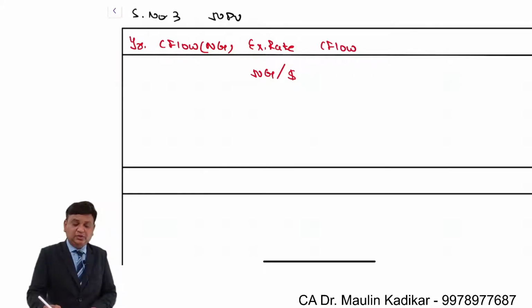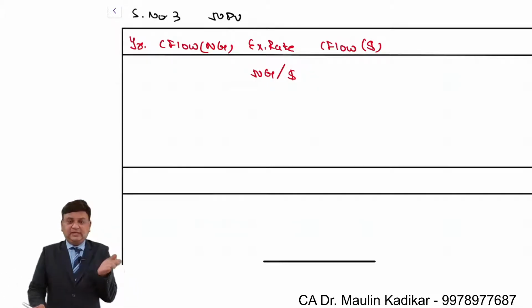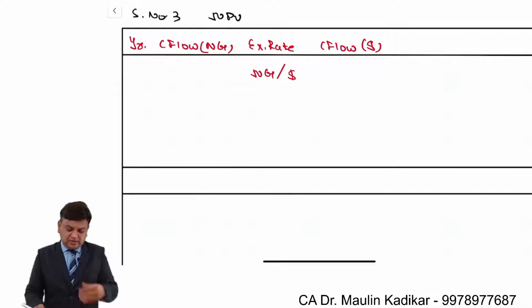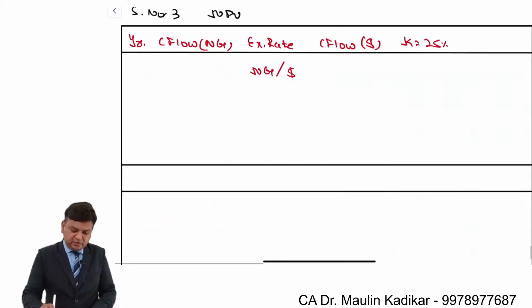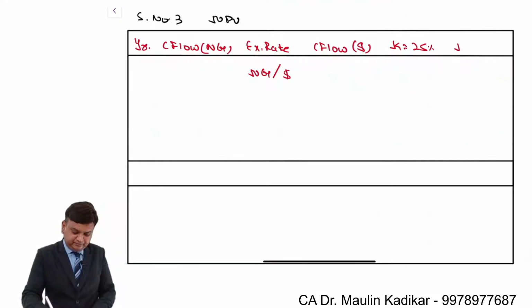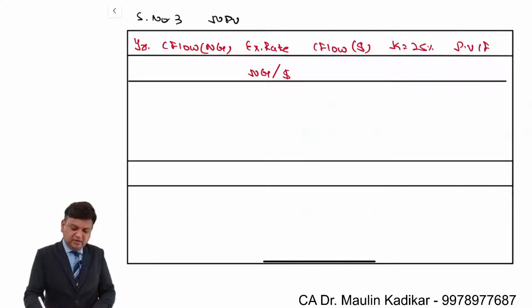Again, the cash flows we will mention in the dollar currency term, in a way that the Netherlands guilder currency cash flows are converted into dollar currency, discounting at the rate of 25%, and based on that, we will compute the present value. Cash flows for the purpose of NPV calculation. So as far as the year 0 is concerned, in that the amount of the investment is to be made of an amount of 12 million guilders.